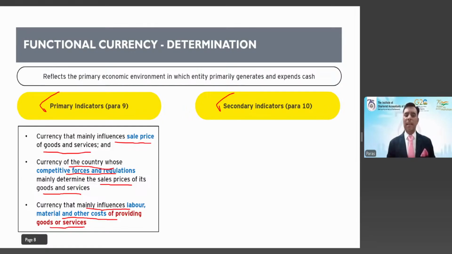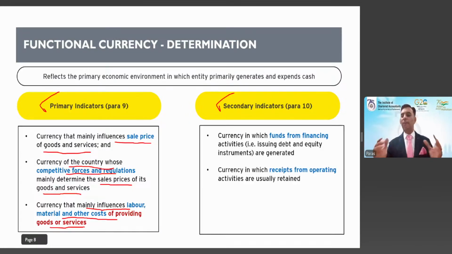It is quite possible that after applying these parameters, you are not able to determine the functional currency, because it is possible that there are 2 currencies influencing the sale price and operating cost. Let's assume INR and US dollar. Both the currencies are impacting the sale price and the operating cost. So what you need to do in this case? In this case, you will have to apply the provisions of para 10, or you can say secondary indicators, right?